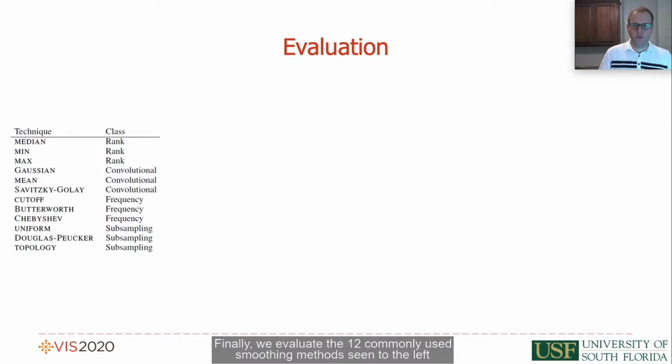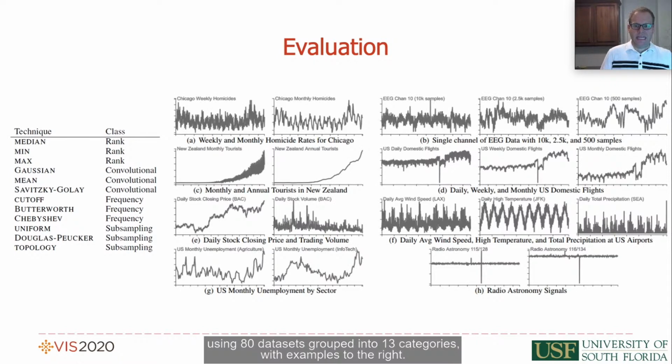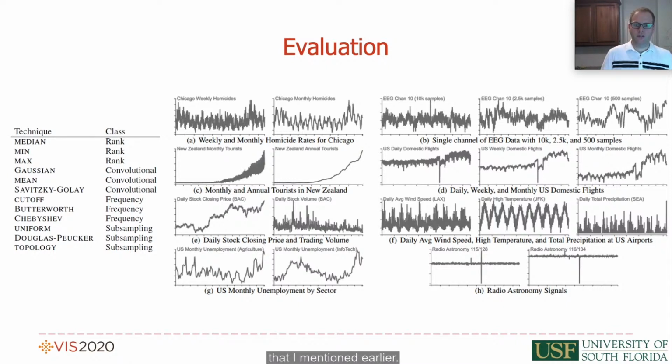Finally, we evaluate 12 commonly used smoothing methods as seen to the left, using 80 datasets grouped into 13 categories with examples to the right. We evaluate these methods and data across all visual analytics tasks that I mentioned earlier.